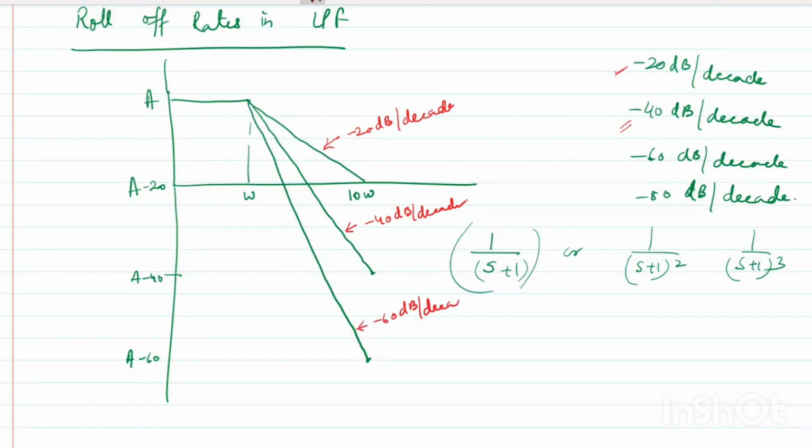So by seeing the slope, you can tell me what is the denominator of this low pass filter. If it is minus 20 dB, you will say there is only one s factor in the denominator. If it is minus 40 dB, there are two s factors, because s square, and when you take 20 log of s square, it will become 40 log of s. That will give you minus 40 dB per decade.